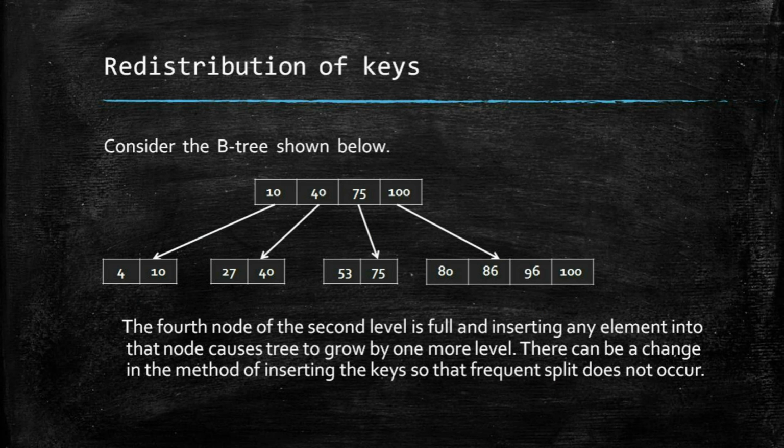Redistribution of keys. Consider the status of the B tree given in the figure. The fourth node of the second level is full, and insertion of any element into that node causes the tree to grow by one more level. There can be a small change in the method by which the keys are inserted, so that the frequent split does not occur.